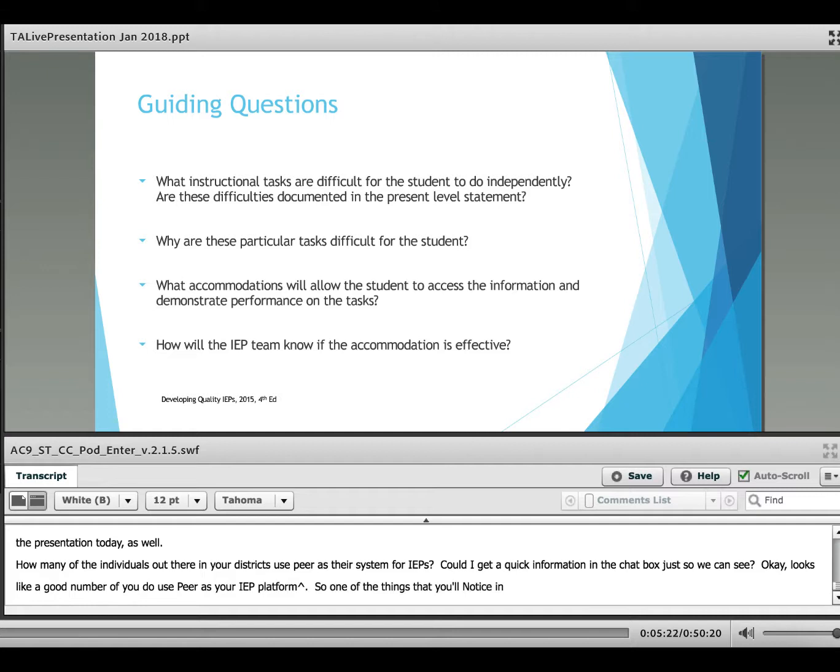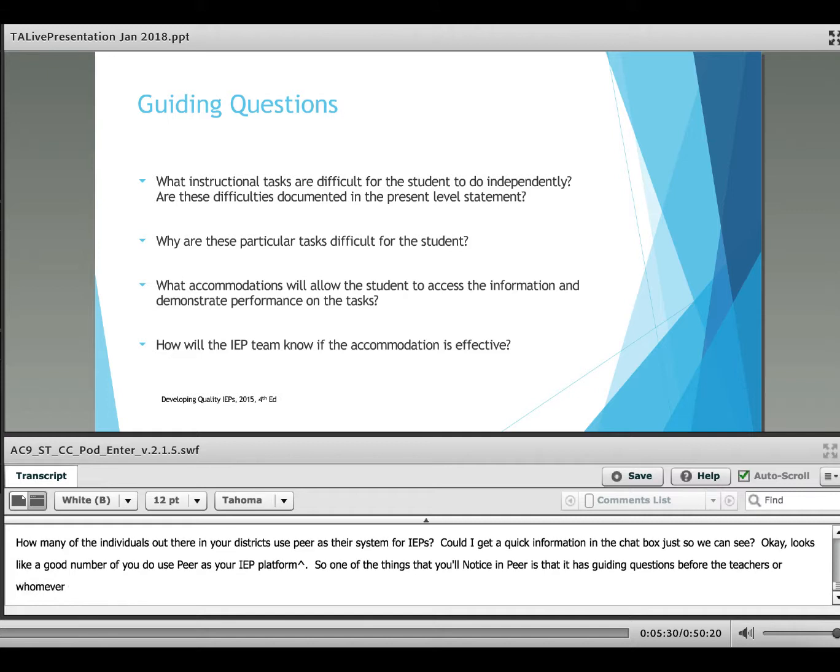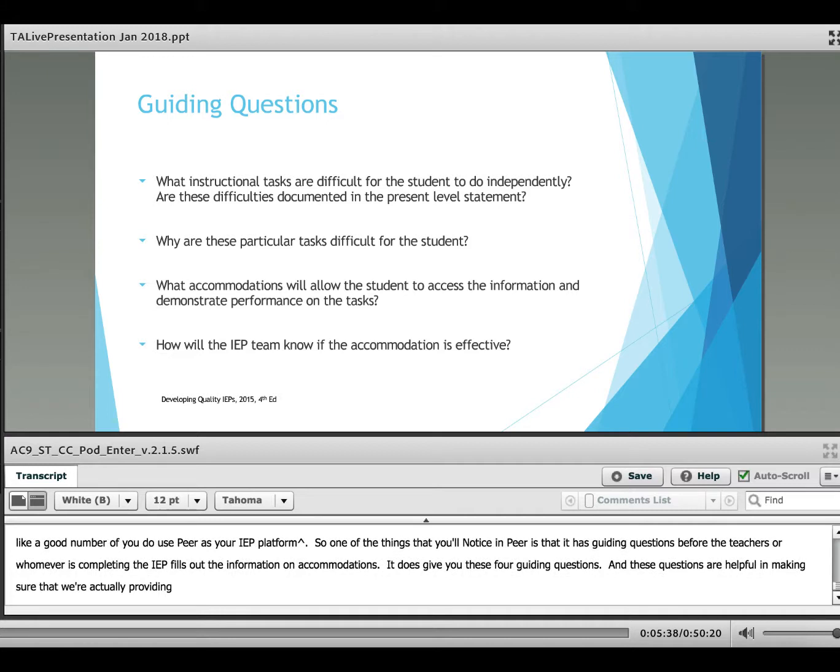One of the things that you'll notice in PEER is that it has guiding questions before the teachers or whomever is completing the IEP fills out the information on accommodations. It does give you these 4 guiding questions. And these questions are helpful in making sure that we're actually providing the students what they need.